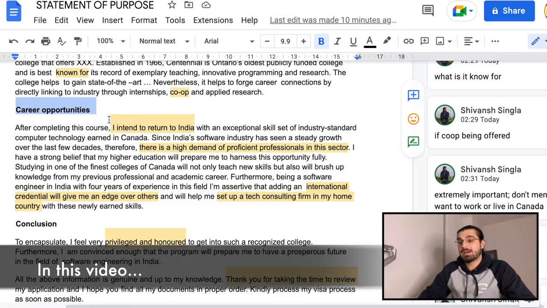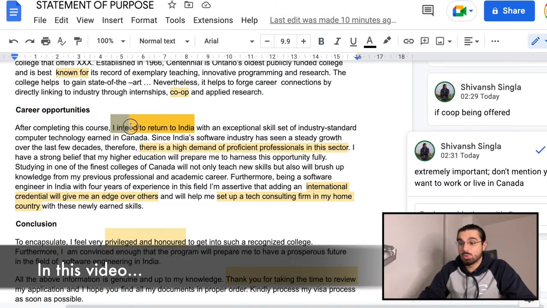So in this paragraph, you need to clearly mention that you intend to return to India or return to your home country after you finish that course.